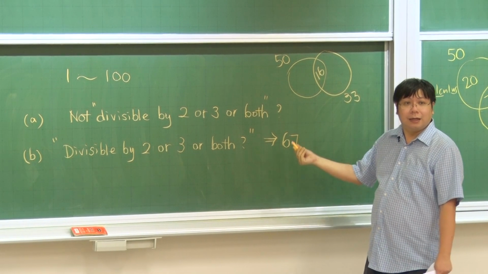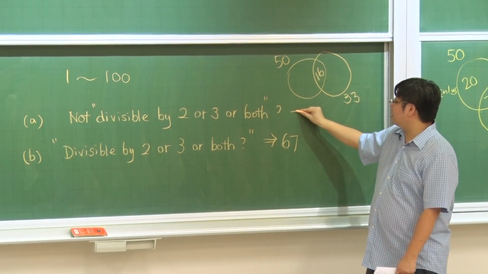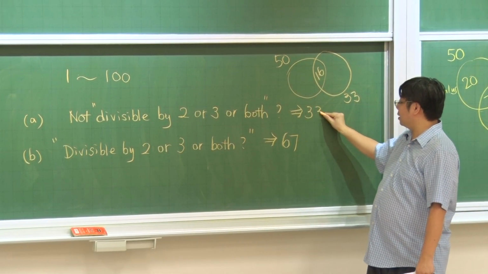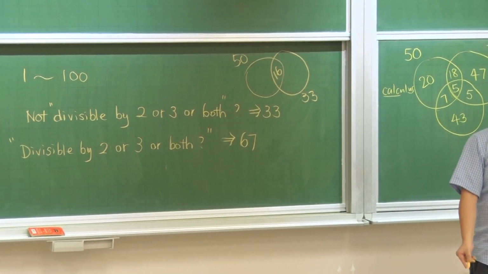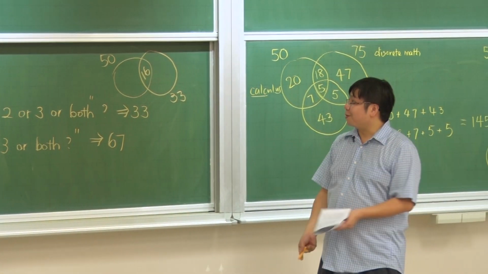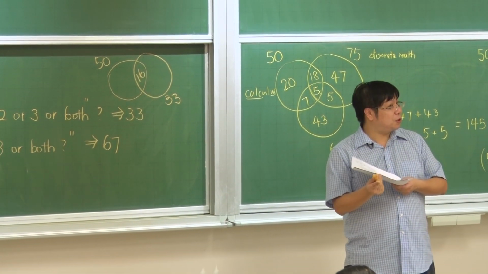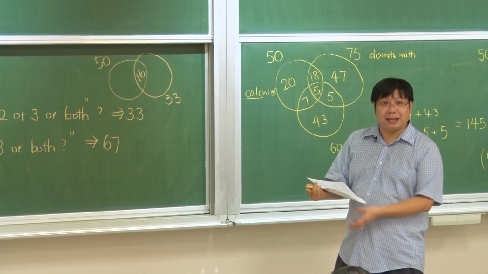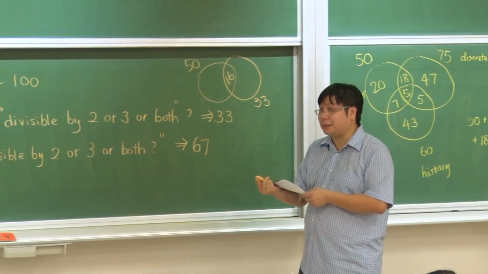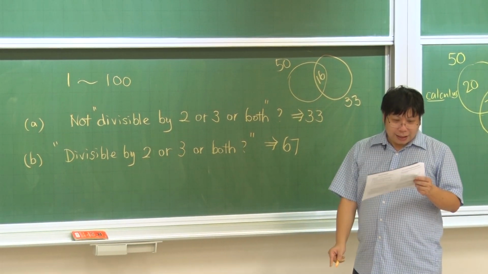Is that okay? And then this one is easy. So this one is 33. That's it. Okay? So this is an example. And in your assignment, we are going to ask you more difficult ones. So how many numbers between 1 to 100 are not divisible by 2 or 3 or 5? Then you want to calculate what this number is.